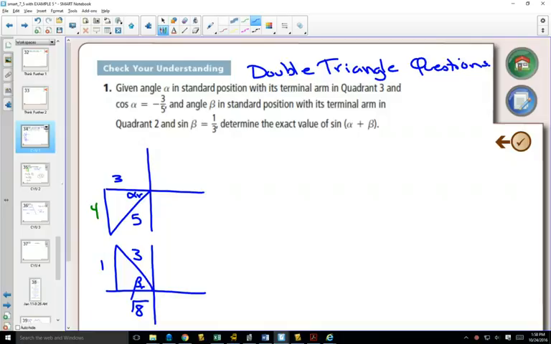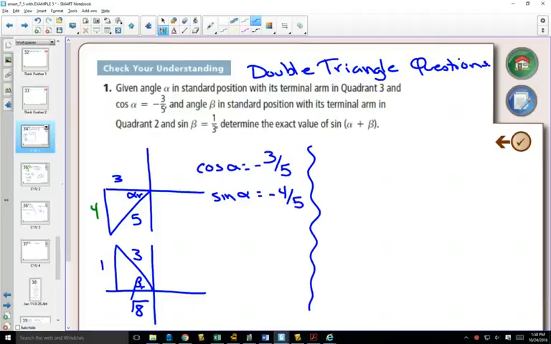Now, the reason we draw both triangles is once we've drawn both triangles, well, we already knew that cos of alpha was equal to -3/5. We now know that sine of alpha is equal to -4/5, because it's in quadrant 3, sine would be negative as well. And here with beta, we knew that sine of beta was equal to 1/3. We now know that cos of beta is -√8/3 because it's in quadrant 2.